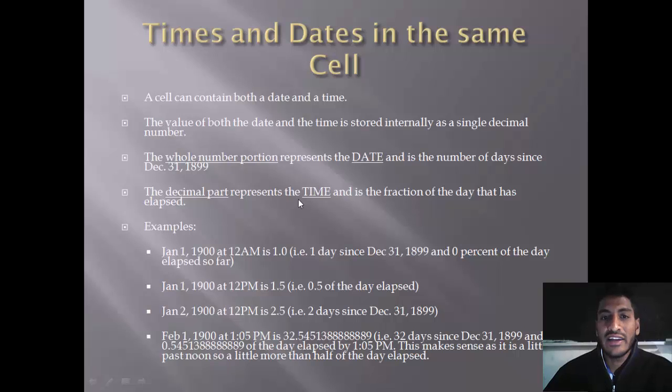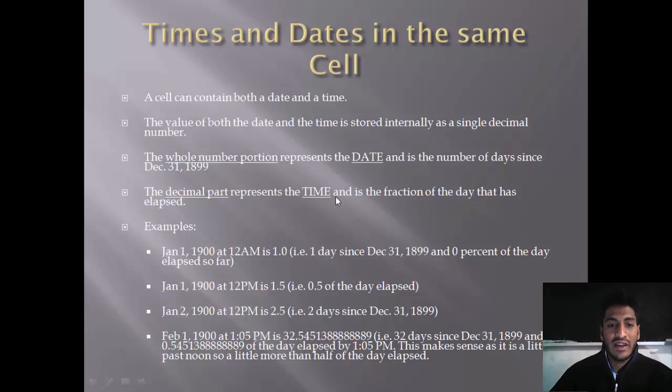Times and dates in the same cell. A cell can contain both a date and time. The value of both the date and time is stored internally as a single decimal number. The whole number portion represents the date, the number of days since December 31st, 1899. The decimal part represents the time, the fraction of the day that has elapsed.